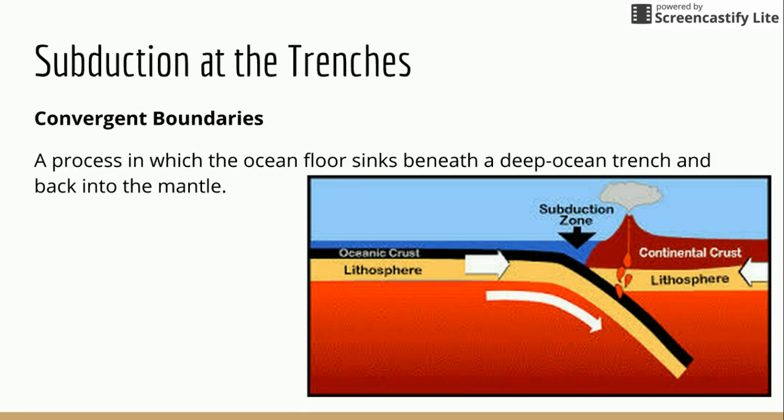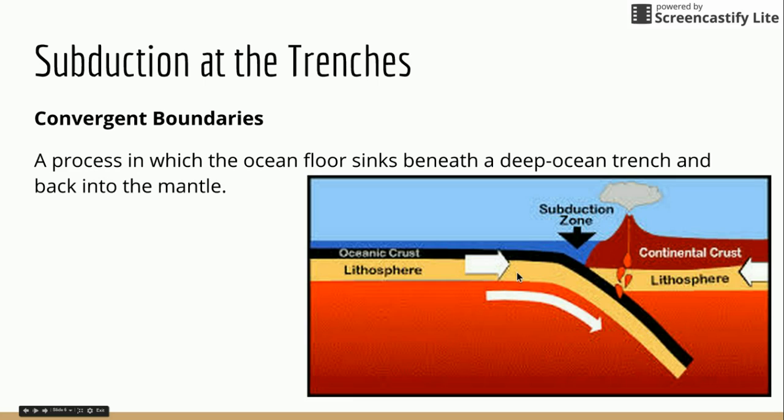Subduction at the trenches. So there's also something that occurs at convergent boundaries, and it's called subduction. This is a process in which the ocean floor sinks beneath the deep ocean trench and back into the mantle. So oceanic crust, being more dense than the continental, slides underneath the continental crust, and you have this subduction zone down here. And it creates this trench right here where there is a meeting of the two types of crust.